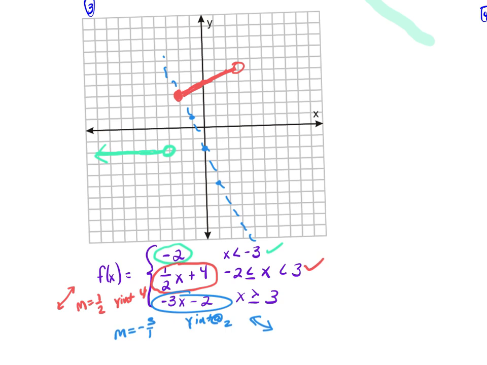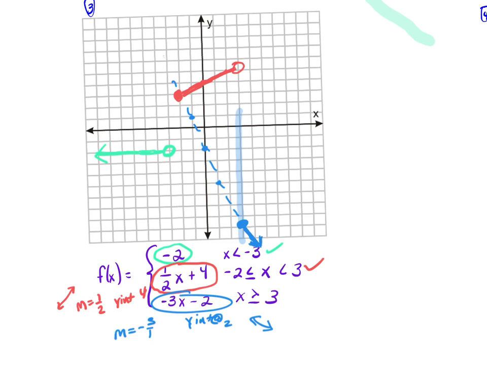And where do they want me to look here? X is greater than or equal to 3, right? So all the stuff that's greater than or equal to is down here. What kind of a dot do I have at the end of that? It's closed. And then what do I do with all the other stuff I don't want? I'm going to erase it.